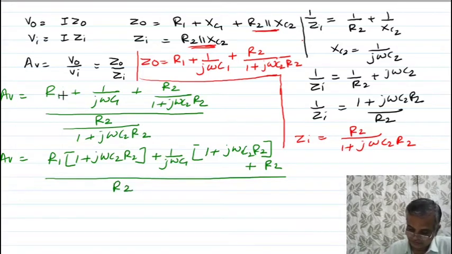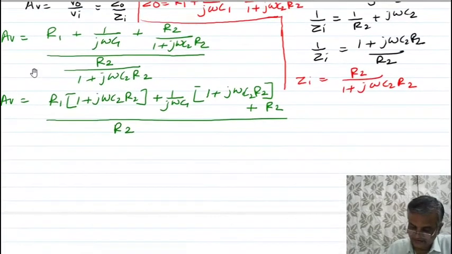So this R1 multiplied by this 1 upon j omega C1, multiplied by this we have written, R2 upon this, multiplied by this we have written. So this will be cancelled, you will get only R2. Now let us do more calculation.